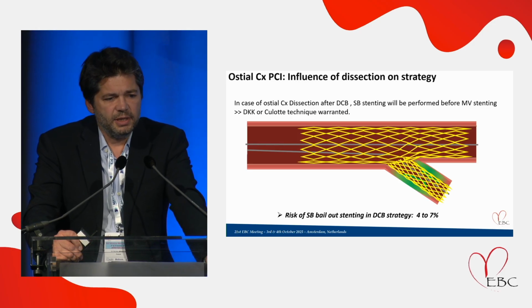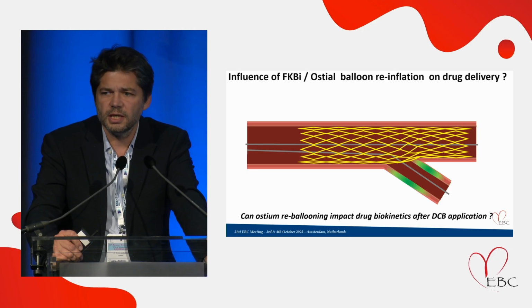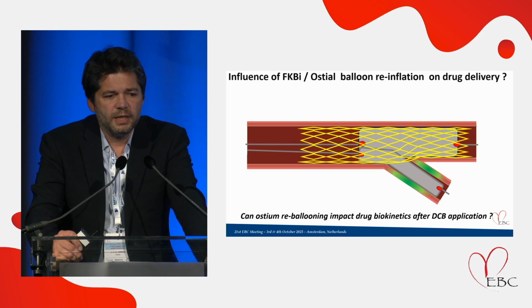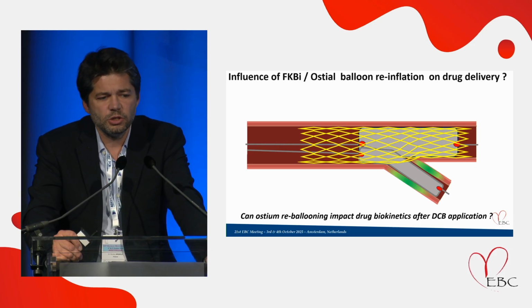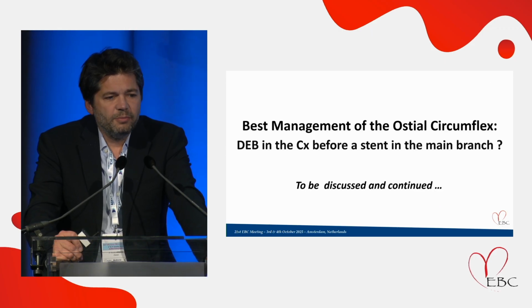And last but not least, we don't really know if there is any influence of the final kissing balloon inflation or ostial balloon reinflation in case you go for a POT-side-re-POT strategy. If you reapply a kissing balloon inflation after you put the stent in the main branch, will there be an impact of the side branch redilatation on the biokinetics of the drug after the DCB application? We don't really know. So, to conclude, the best management of the ostial circumflex is still to be discussed, and it's a story that has to be continued. Thank you very much.